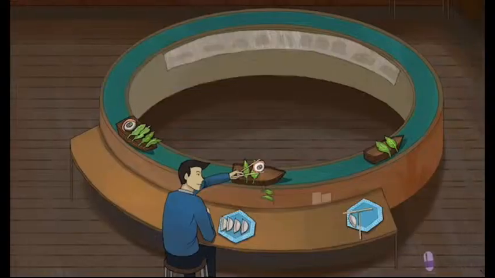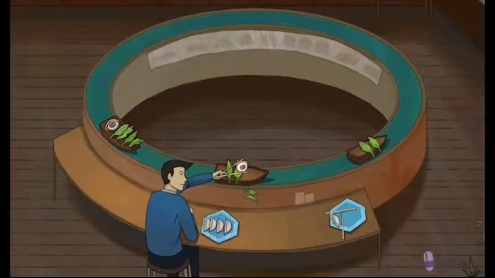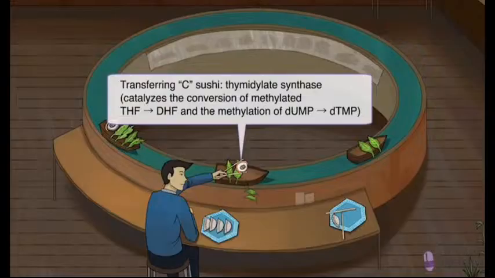As the boat floats by, the customer dining on those dUMP dumplings transfers over that carbon sushi to his plate, inadvertently knocking off 2 of the folate leaves as well. Thus, tetrahydrofolate is converted to dihydrofolate and dUMP is methylated to dTMP. This whole process is catalyzed by thymidylate synthase.